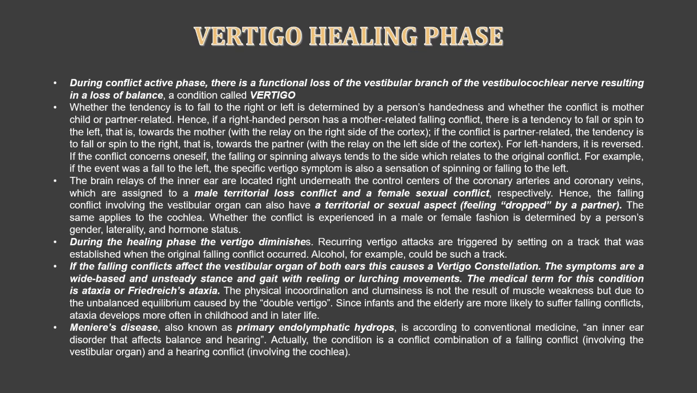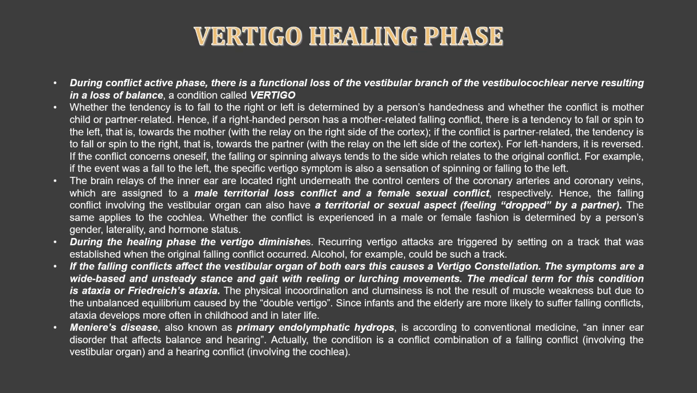Recurring vertigo attacks are triggered by setting on a track that was established when the original falling conflict occurred. Alcohol, for example, could be such a track. And if the falling conflicts affect the vestibular organ of both ears, this causes a vertigo constellation. The symptoms are wide-based and unsteady stance and gait with reeling or lurching movements. The medical term for this condition is ataxia or Friedreich's ataxia. The physical incoordination and clumsiness is not a result of muscle weakness, but it's due to the unbalanced equilibrium caused by the double vertigo. Since infants and the elderly are more likely to suffer falling conflicts, ataxia develops more often in childhood and in later life.